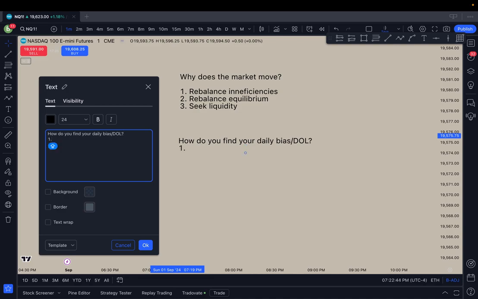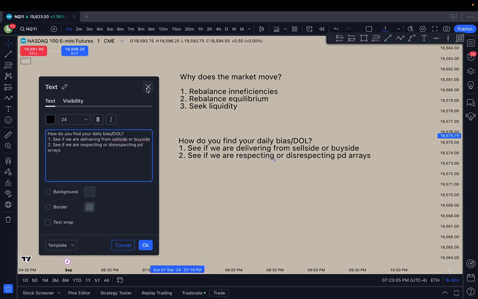Number one, see if we are delivering from sell side to buy side. And number two, see if we are respecting or disrespecting PD arrays.